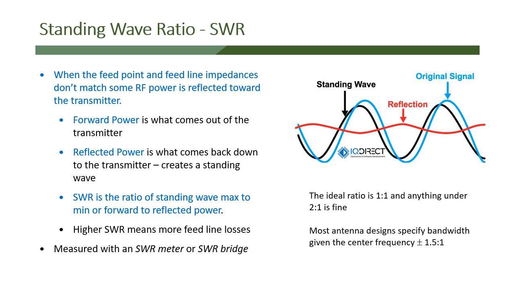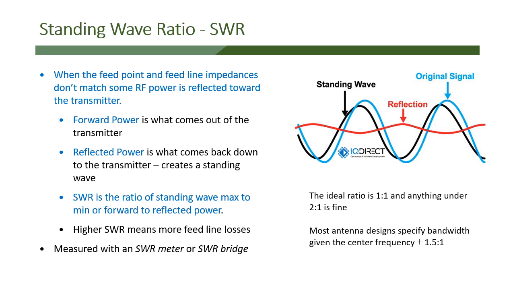The ideal ratio is 1-to-1. Anything under 2-to-1 is generally considered fine. The losses are acceptable. Most antenna designs specify bandwidth given the center frequency plus or minus 1.5 to 1. So generally speaking, when we look at the bandwidth of an antenna, we look at it from the point of view of the 1.5 to 1 to 1.5 to 1.